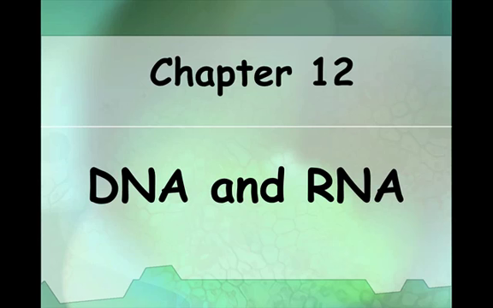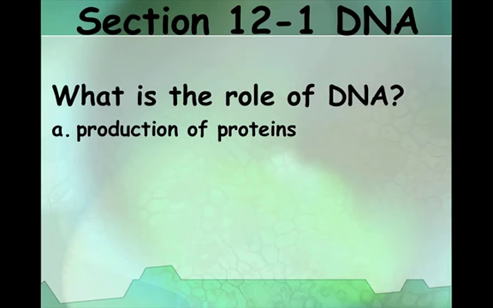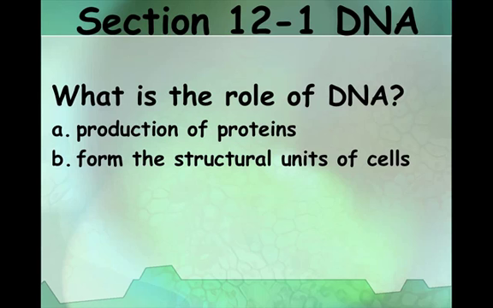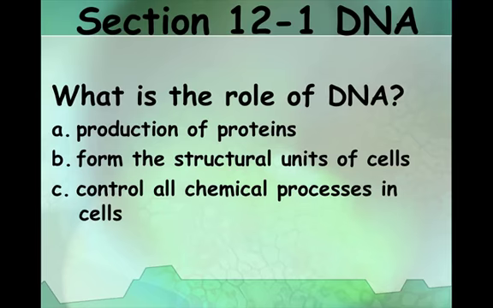Welcome to Chapter 12, which is going to cover DNA and RNA. First, we're going to talk about what is the role of DNA. One of the roles of DNA is to produce proteins. Role number 2 is to form the structural units of cells. And role number 3 is to control all chemical processes that go on within the cells.